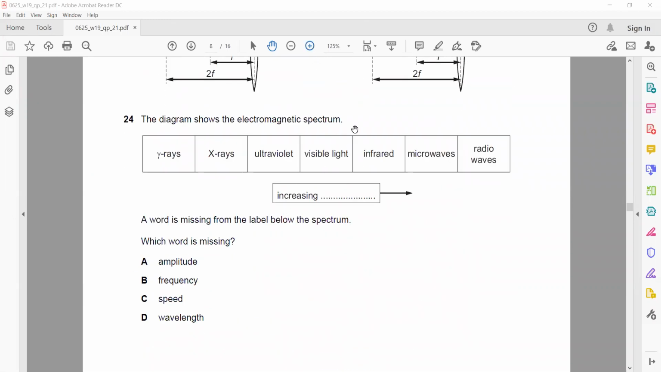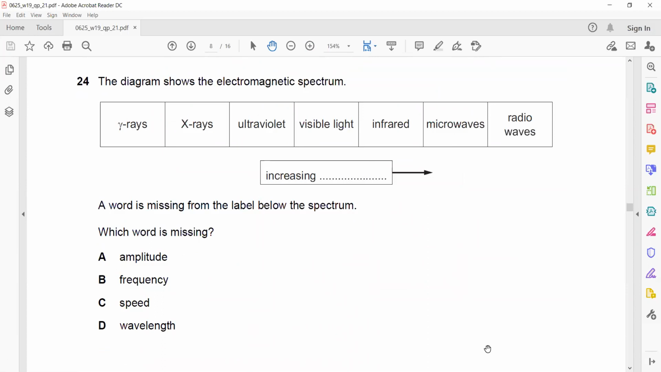Question 24. The electromagnetic spectrum. So D is the right answer. This is the order of increasing wavelength.